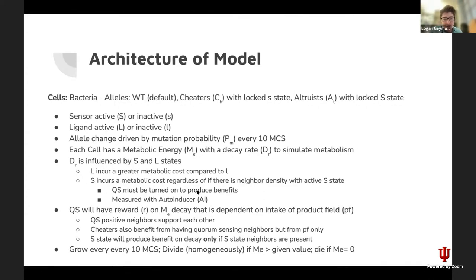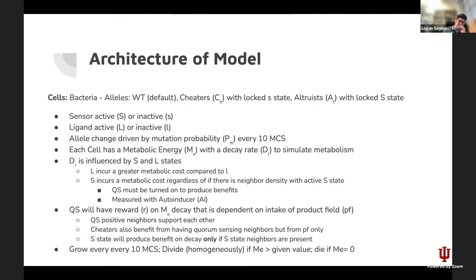And so quorum sensing must be turned on to produce benefits, and it's measured with the autoinducer field. So this change from lowercase s to capital S is driven by a chemical field of autoinducers. And then quorum sensing will have a reward, or an R function, on the metabolic energy decay that is dependent on the intake of the product field. So in this case, a common good will be produced as well on top of the autoinducers, and that common good field will be produced relative to whether or not the sensor is active. And QS positive neighbors will support each other.